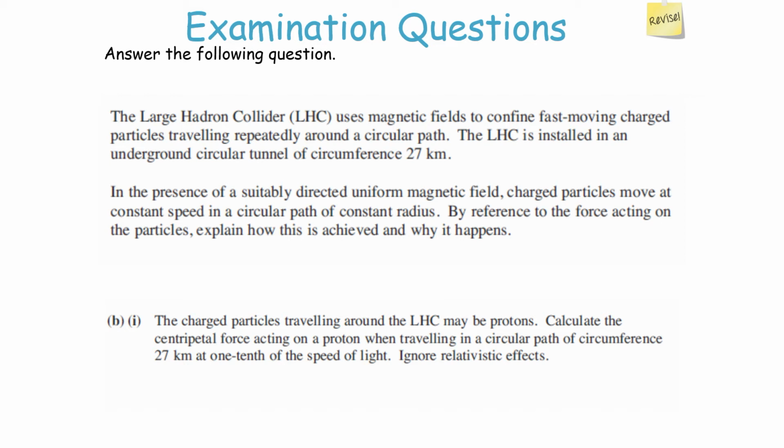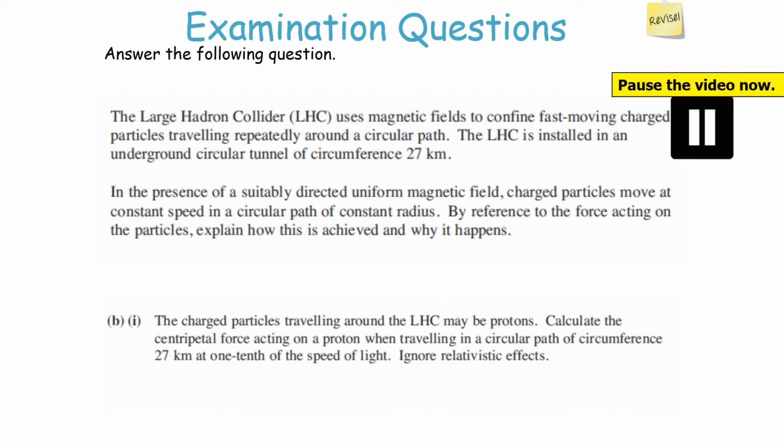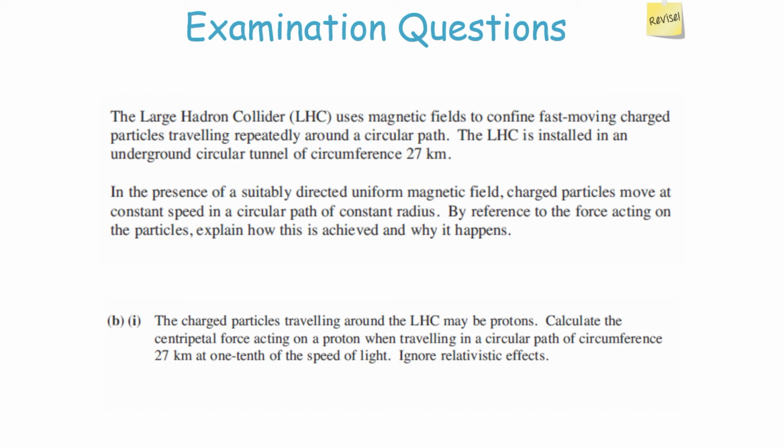Calculate the centripetal force acting on the proton when travelling in a circular path of circumference 27 kilometers at 1/10 the speed of light. Ignore relativistic effects. So once again, pause the video until you want to go through the answers and then unpause the video. So, let's have a look at the answers.